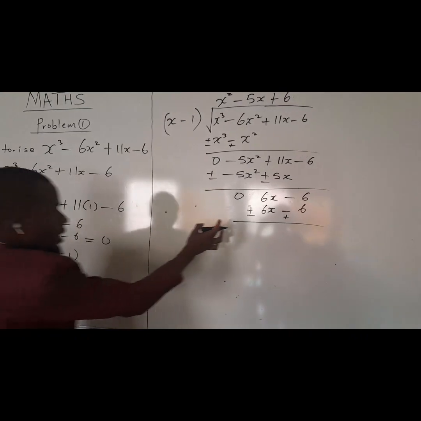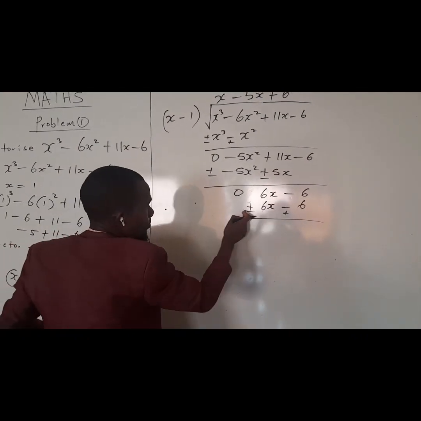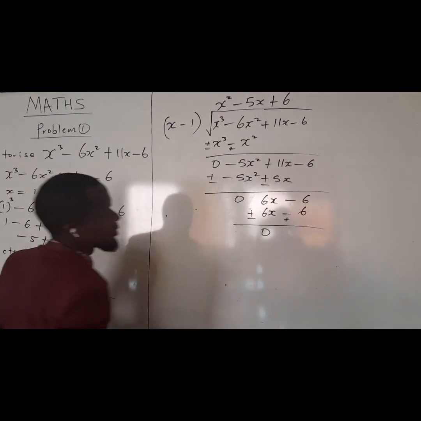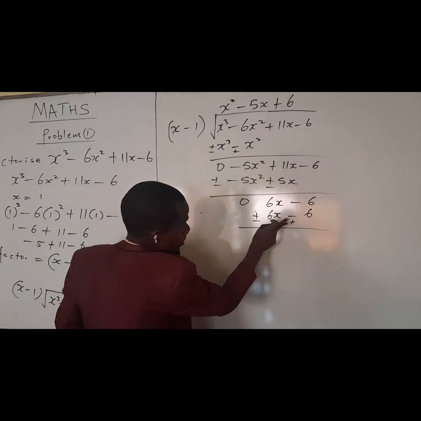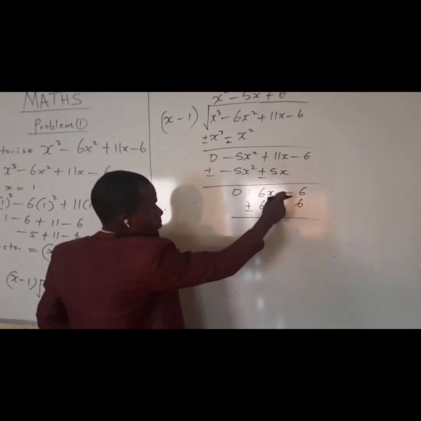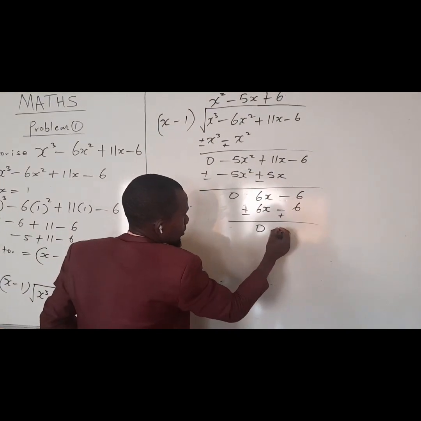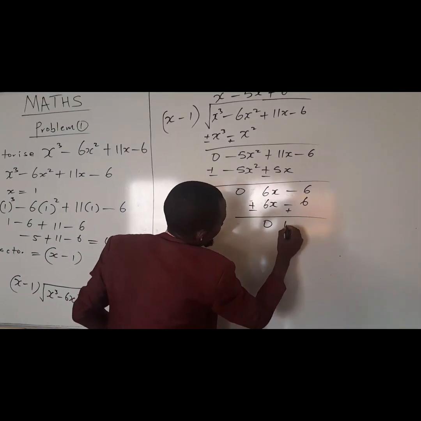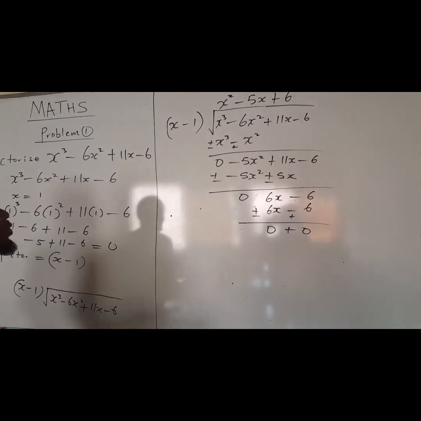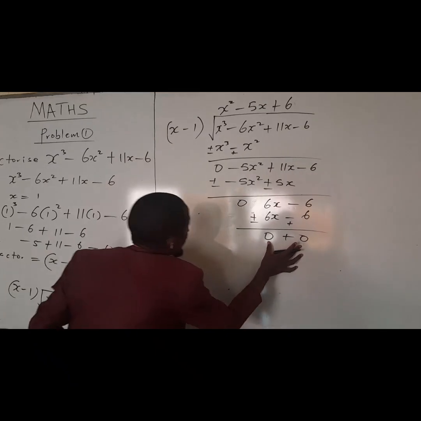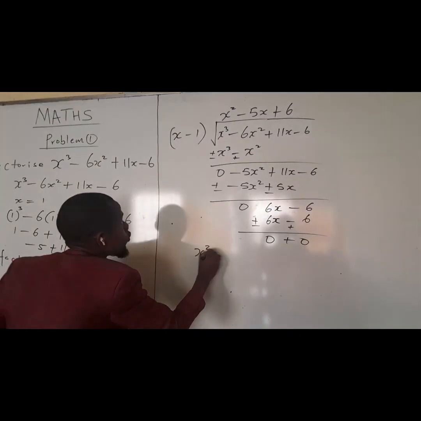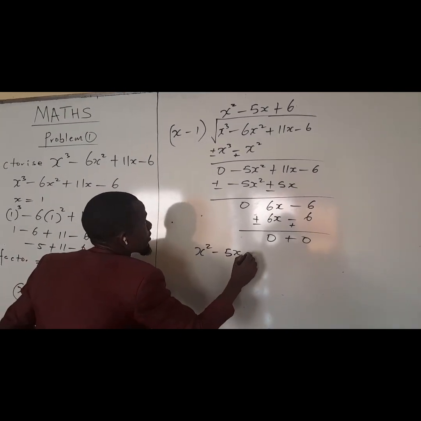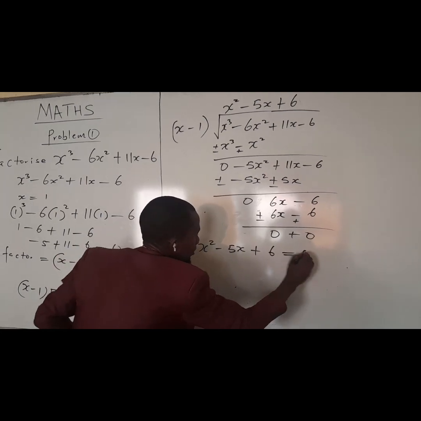So I'm using the minus sign on this. 6x minus 6x, so this one is 0. Okay? So I'm using the minus, the plus sign here as well. Minus 6 plus 6, I'll still have my 0. Okay? So everything here is now 0. So this is my equation, which is x squared minus 5x plus 6 equals to 0.